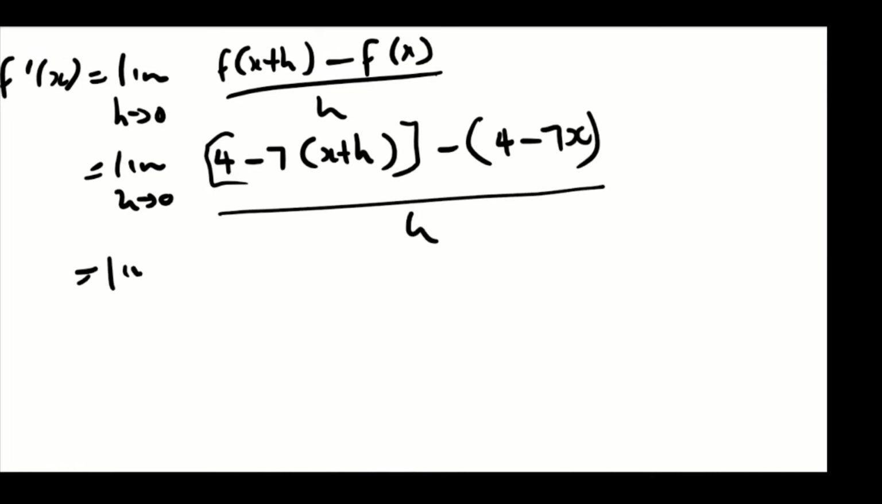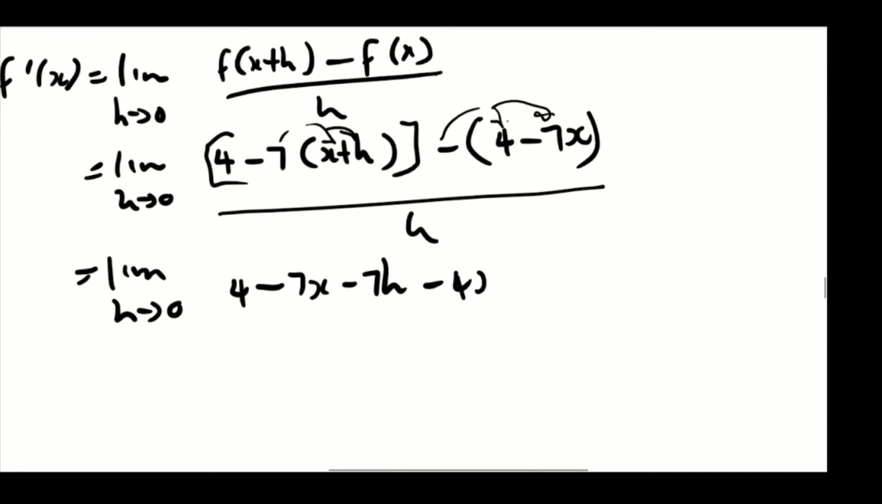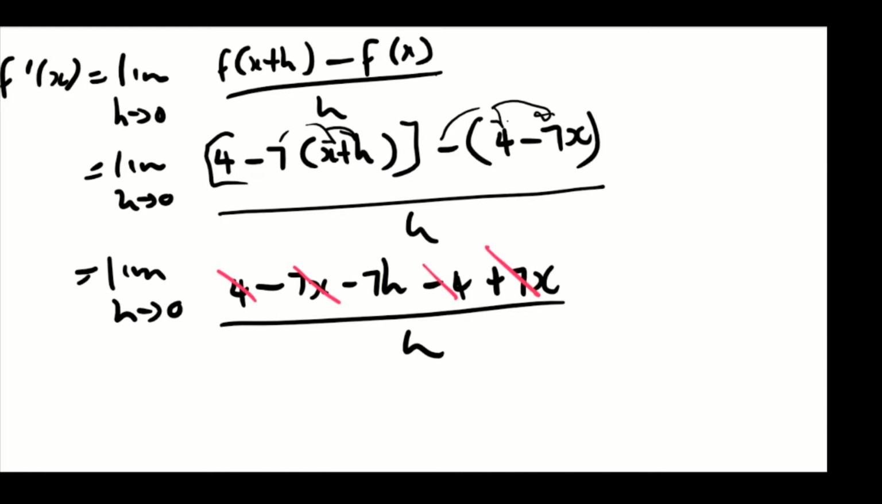So the limit when h approaches 0, it's going to be 4 minus, so the 7 will multiply everything that is inside, so it's 7x minus 7h, minus, so this minus will multiply everything that is inside here, so you have minus 4 plus 7x, divided by h. So what's going to happen is like terms will subtract each other, and then we remain with minus 7h.